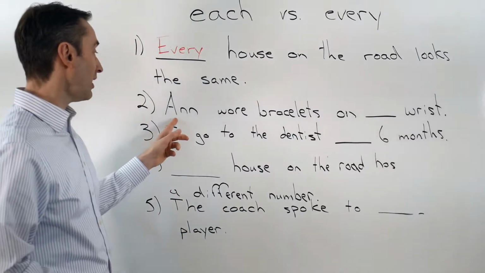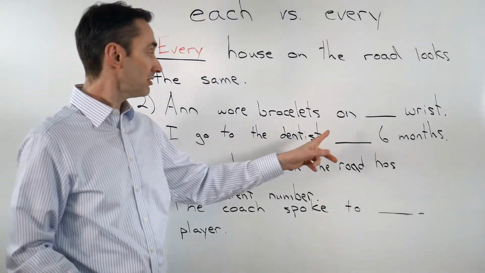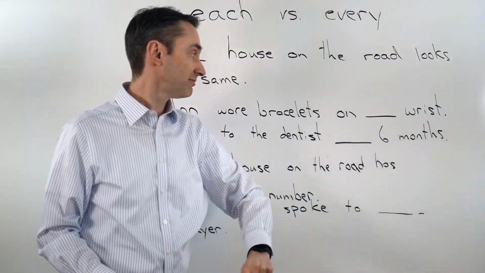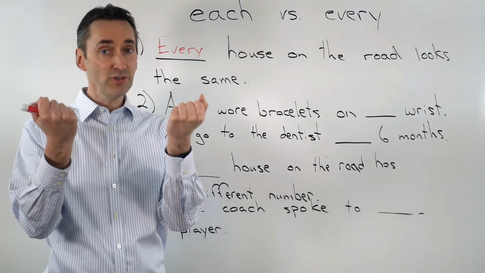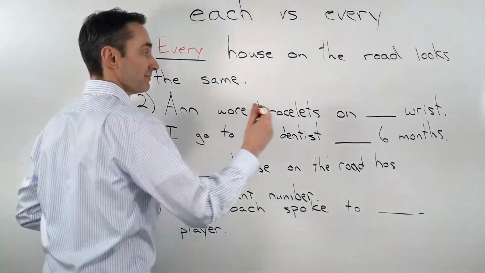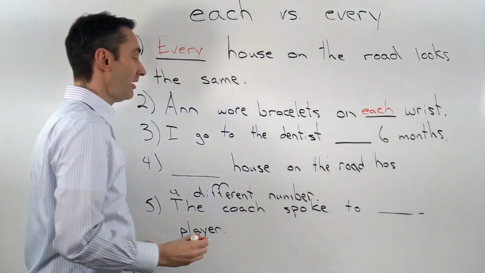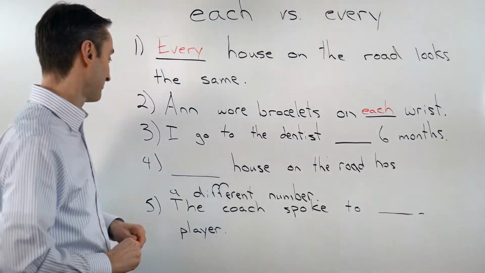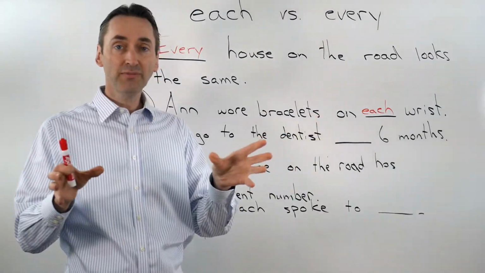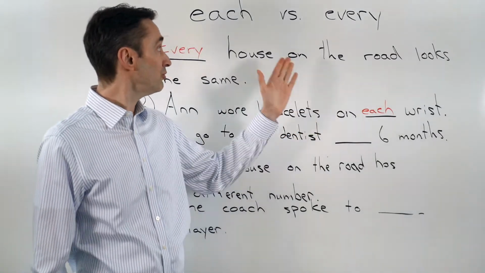Number 2. And more bracelets on wrist. Two bracelets on wrist. She only has two wrists. If there's only two wrists, we need to use each. And more bracelets on each wrist. We're thinking of them individually. Also, if there's only two items, as we said previously, we must use each.